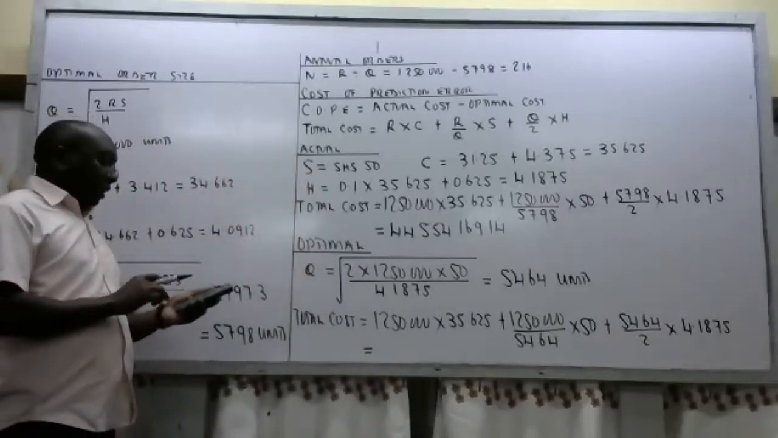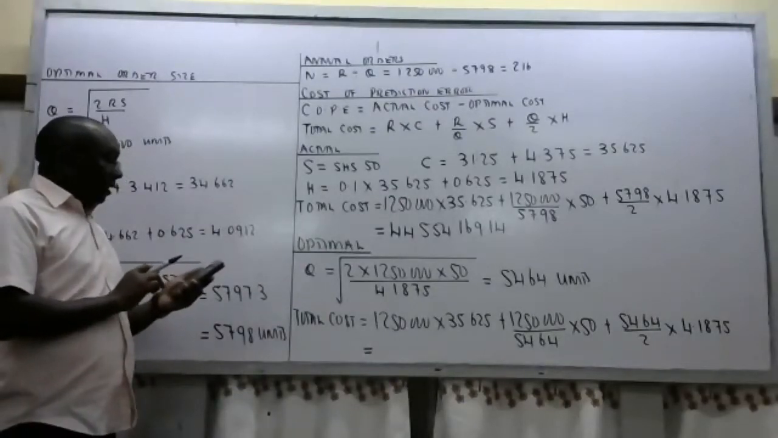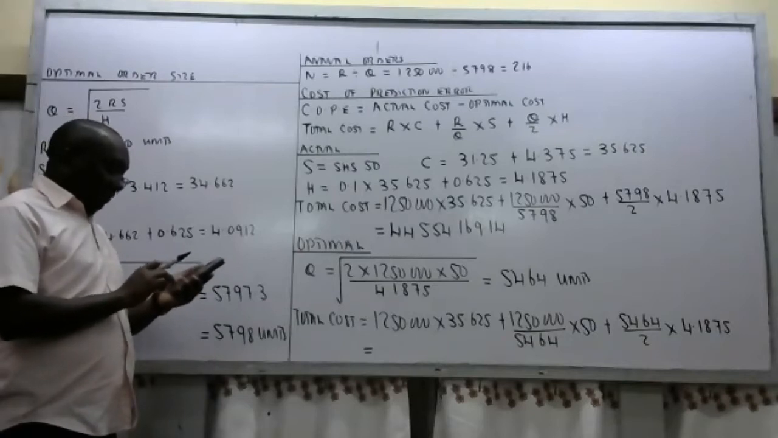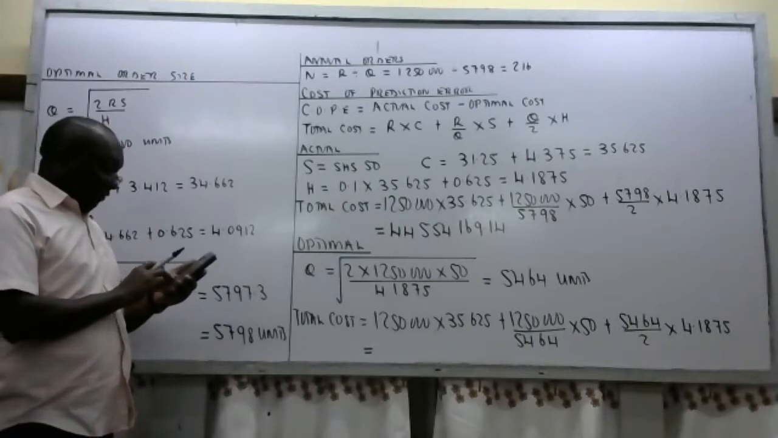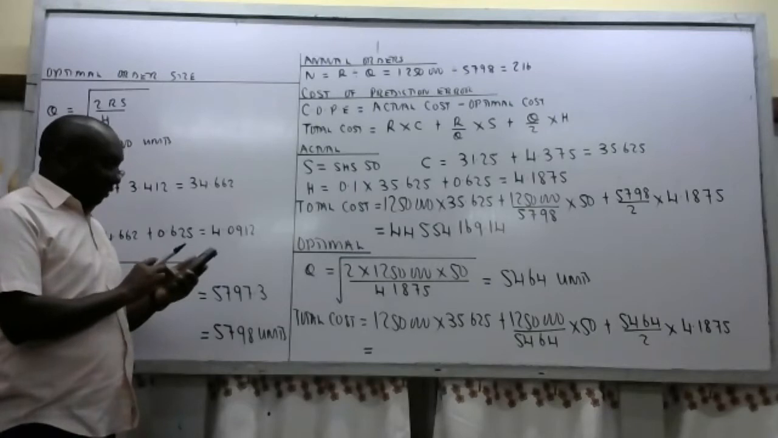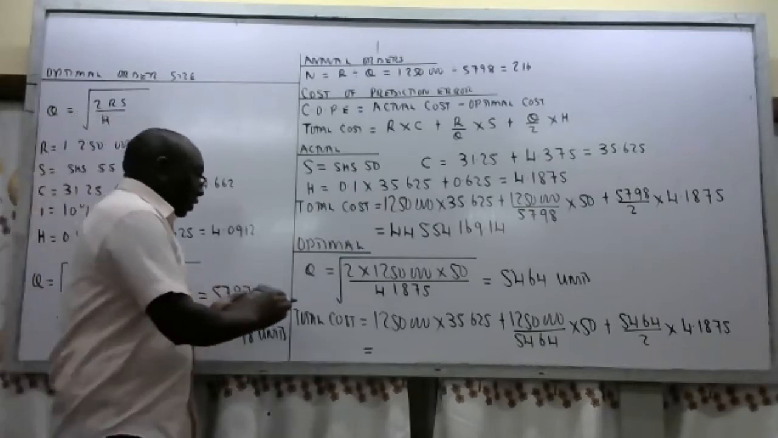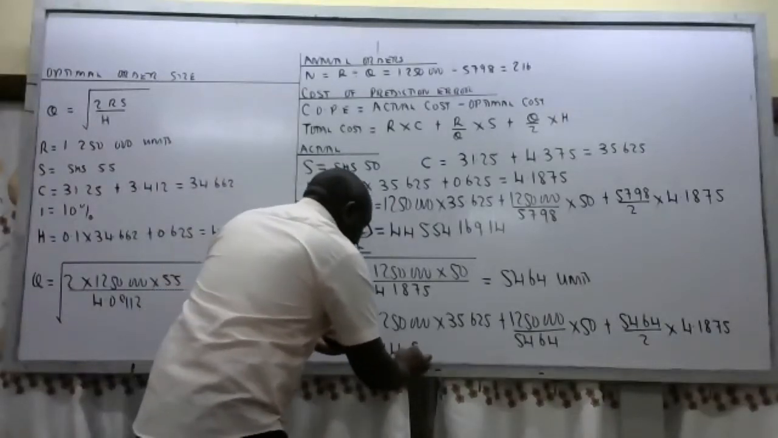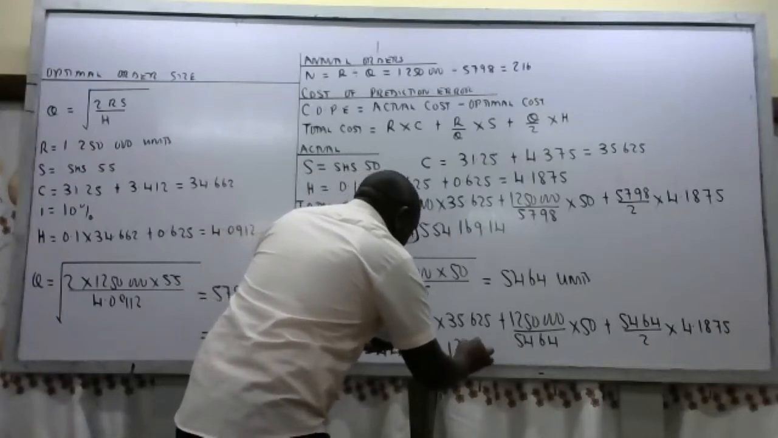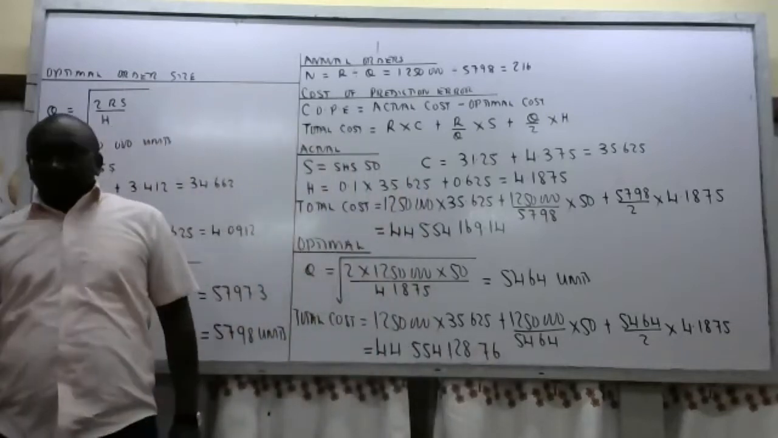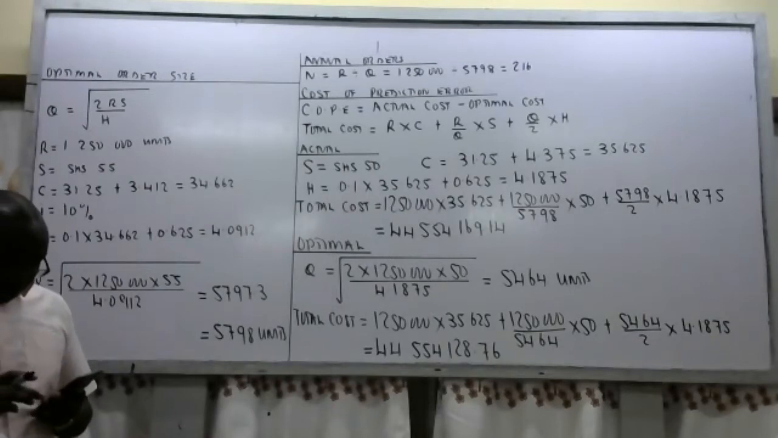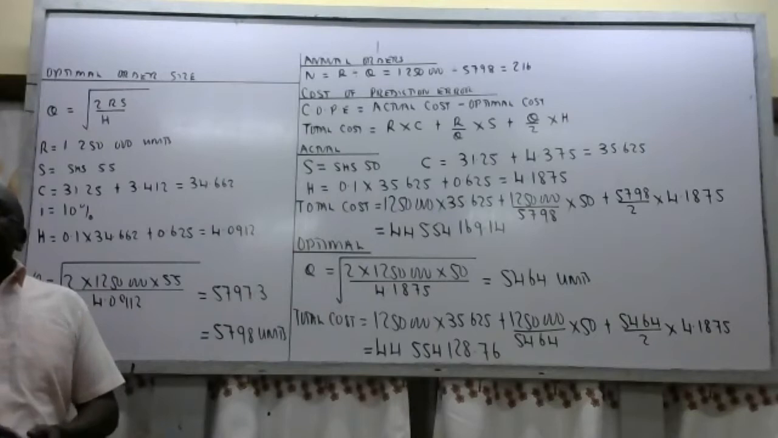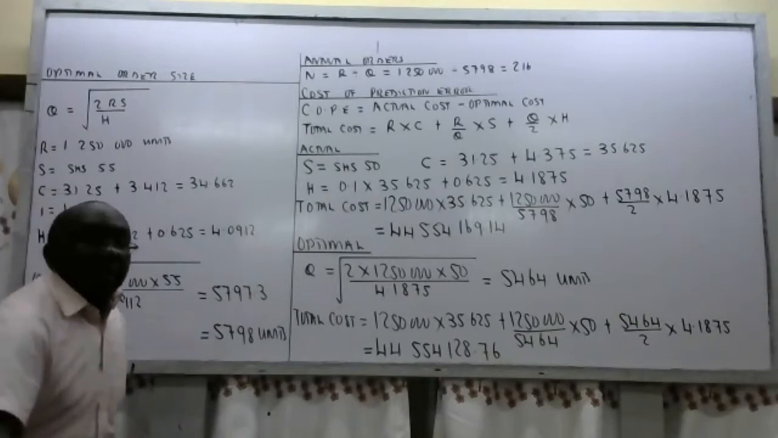So, going to the calculator, you'll be able to find 1250,000 times that 5.625 plus open the bracket 1250,000 times 50 divided by 5464. Close the brackets, open and say 5464 times 4.1875 divided by 2. Check whether you are able to get 44,554,128.76. Confirmed, eh? Okay. Is confirmed.